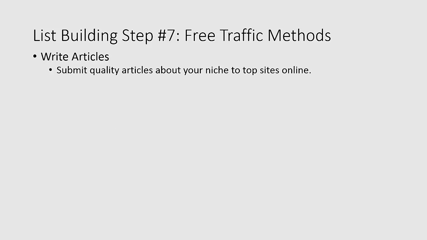Write articles. Submit quality articles about your niche to top sites online. So these top 3 article websites that you could write and submit articles to, I mentioned and referenced in the first part of this process when we were talking about how this system works, and we were discussing places to go to find good content for your free report. But these are also great places to submit your content to, and in the author resource box, make sure you include a link to your squeeze page and your free opt-in page. So ezinearticles.com, articlesbase.com, and goarticles.com. Those are some really good article sites as well.